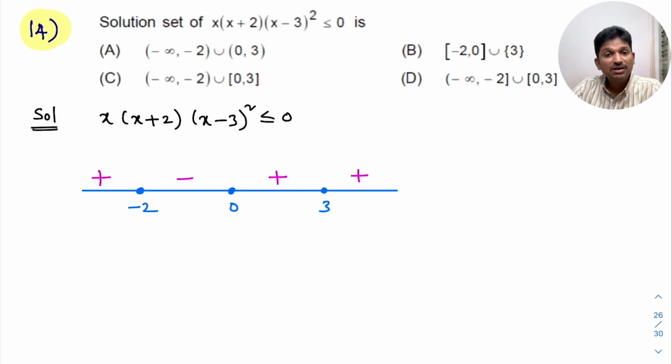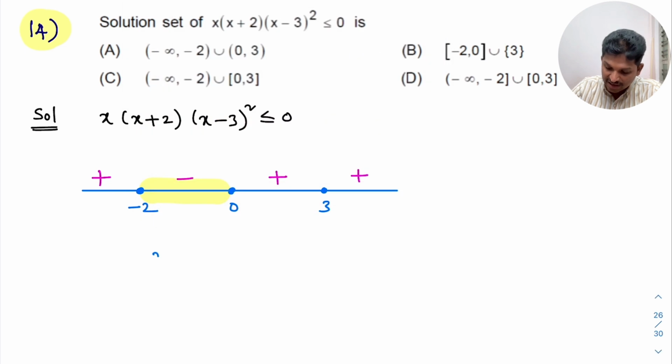Okay. So here less than 0 is there. Less than 0 means negative sign. We need to look for negative sign. Where is the negative sign? You observe here. Here is the negative sign. That's it. This much only. Negative sign. Okay. So I'll write its solution.